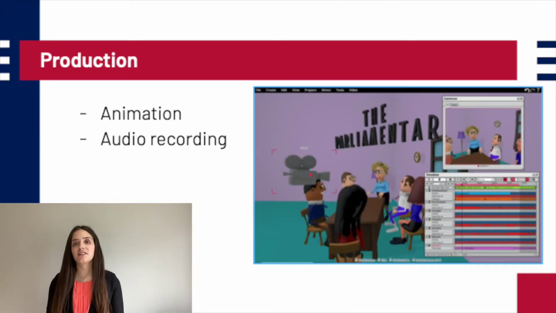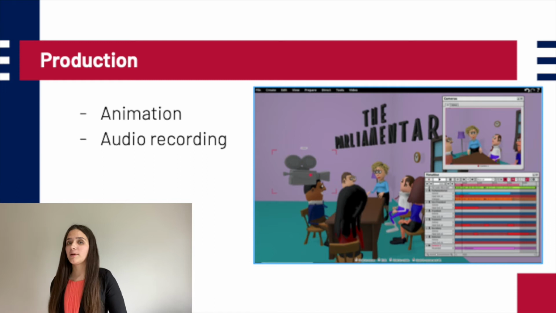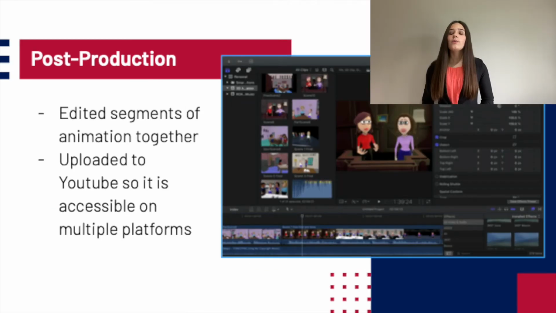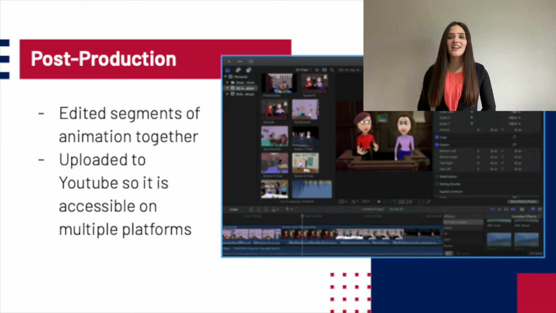During the production process, we both animated and recorded the audio. During the animation phase of this process, we had to create the scenes, direct the character movement, and create the camera cuts. During the audio recording phase, we recorded ourselves reading the script and then edited it all together so that it flowed nicely. During the post-production phase, we edited all the animation segments together into one video using Final Cut Pro X, a video editing software. We then exported it from Final Cut Pro to YouTube so that it would be accessible on many platforms.